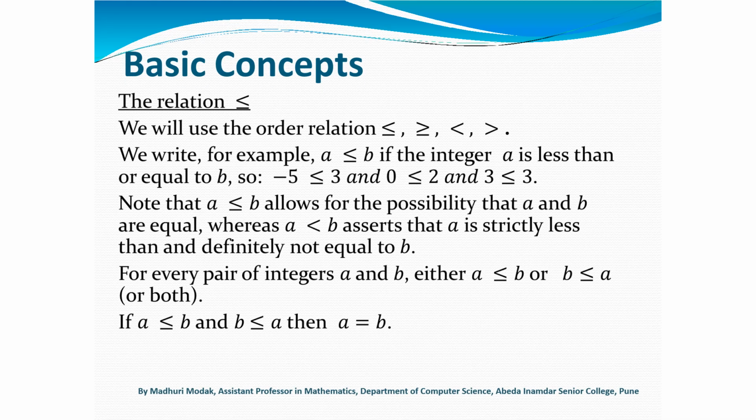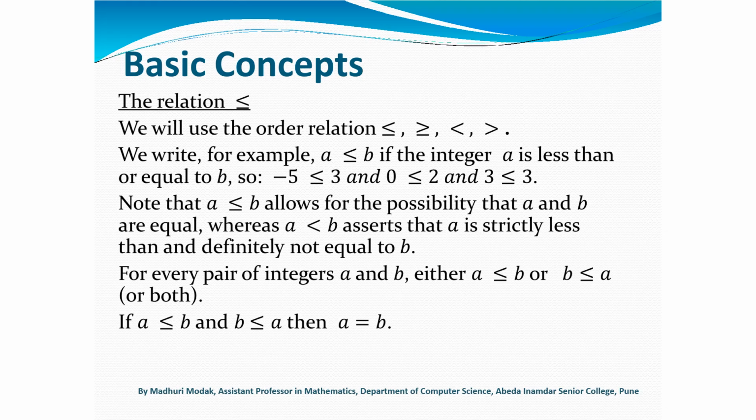Now in school also you have studied less than or equal to, greater than or equal to relations. So if you consider any two numbers, then we can relate them by using less than or equal to, greater than or equal to, or equal to. The symbol a less than or equal to b denotes that integer a is either less than b or it is equal to b. For example, see minus 5 and 3. So minus 5 is less than 3. So we can write minus 5 less than or equal to 3. Similarly, 0 less than 2. So you can write 0 less than or equal to 2.